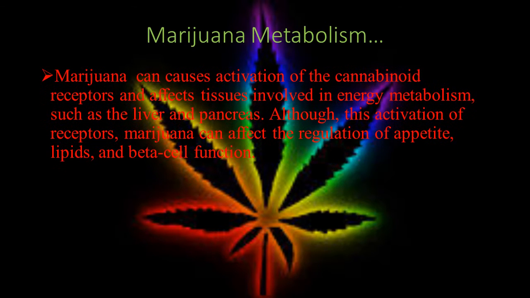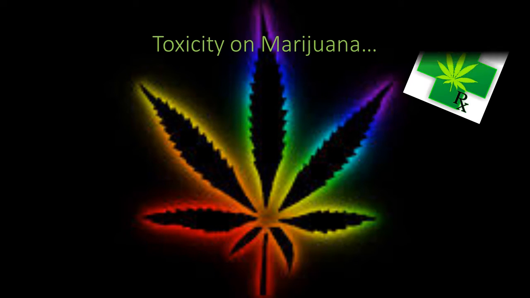Marijuana metabolism. Marijuana can cause activation of the cannabinoid receptors and affects tissue involving energy metabolism, such as the liver and pancreas. Although this activation reduces beta cell function. Toxin on marijuana. Aspergillosis is the most common fungal infection in marijuana smokers caused by Aspergillus fumigatus.